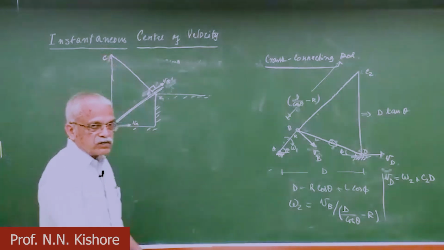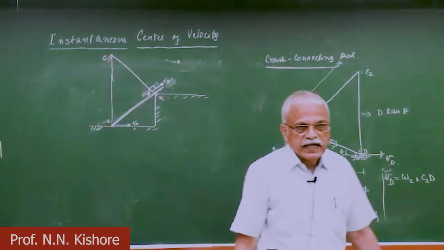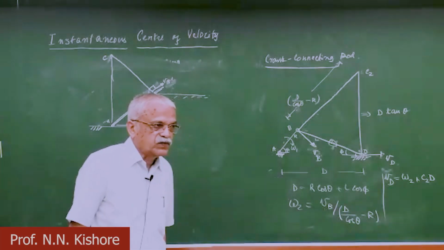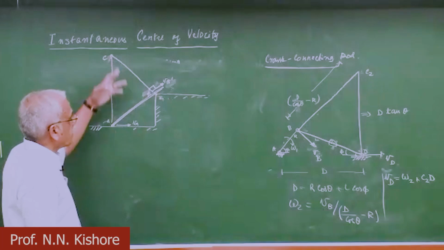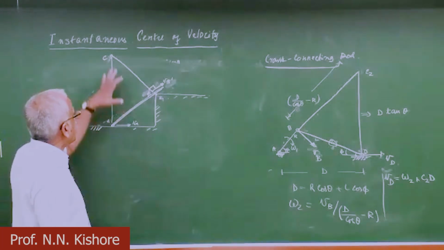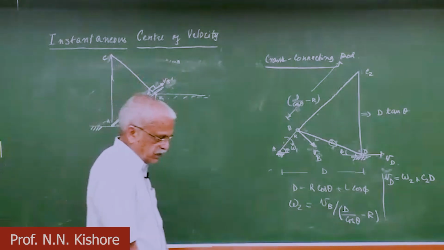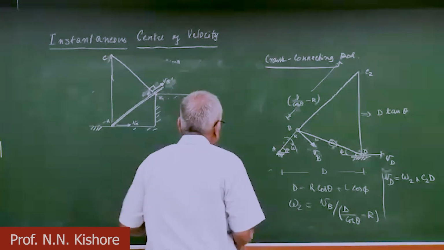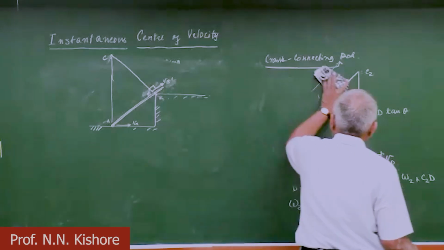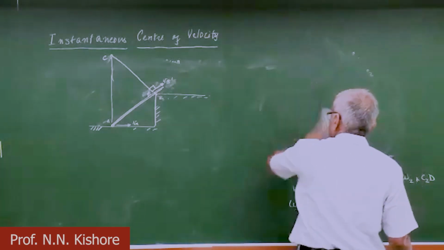Once you understand how the velocity directions of two points work, you can always locate the center. Once you locate it, you can find the distance and so on by simple geometry. So let me quickly give another two points.